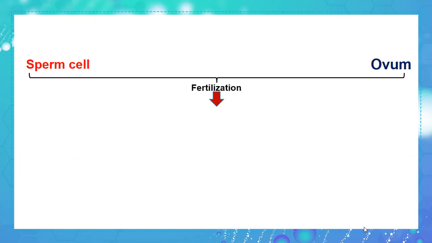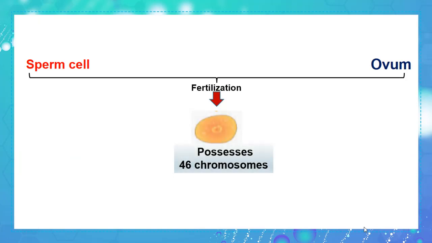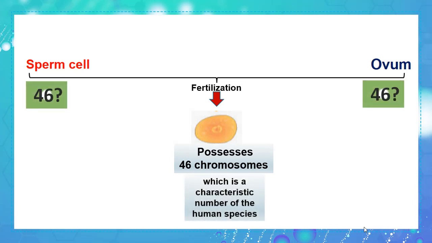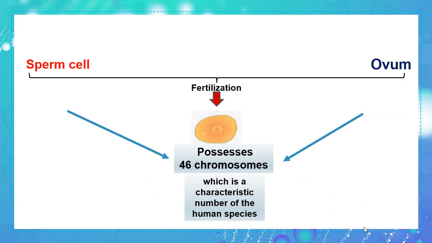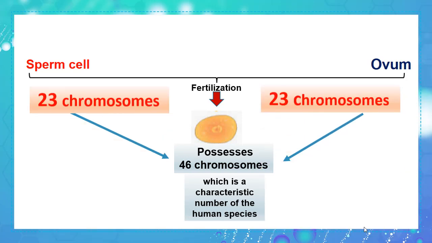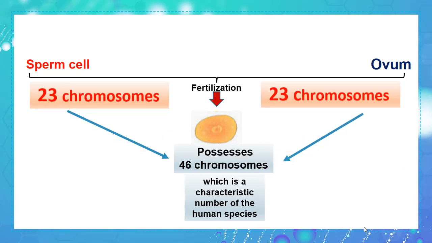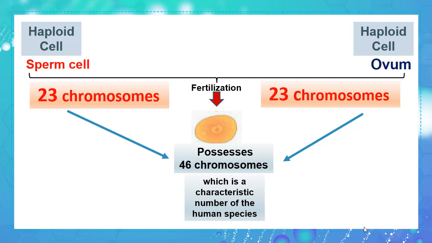Now in case of a human being, when a sperm fertilizes an ovum, the formed zygote will possess 46 chromosomes, which is a characteristic number of the human species. But the question would be concerning the number of chromosomes in the gametes. Would it be 46? Of course not. Else, the zygote won't carry 46. Then, both gametes must carry 23 chromosomes. Hence, we call them haploid cells, while we call the zygote a diploid cell.